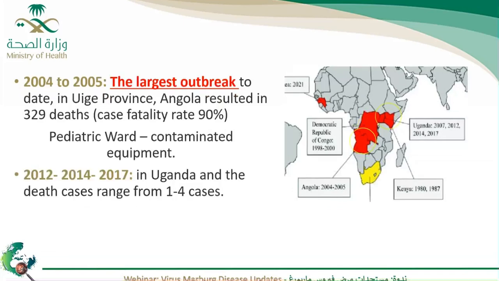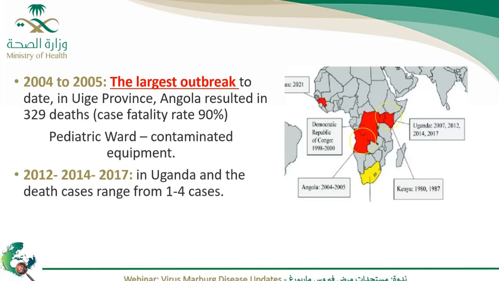After that, in 2004-2005, the largest outbreak in history to date was reported, particularly in Uige province in Angola, resulting in 329 deaths, with a case fatality rate of 90%. Evidence also reported an outbreak in the pediatric ward during that period, caused by contaminated equipment inside the healthcare facility. This highlights the importance of cleaning and disinfection of this equipment to break the chain of infection in healthcare facilities.